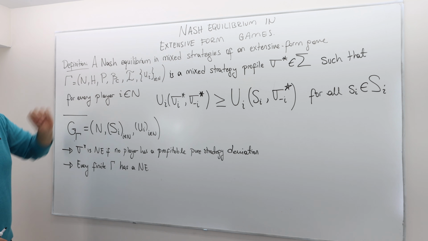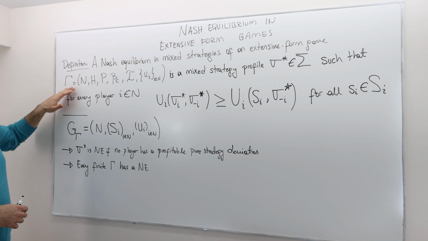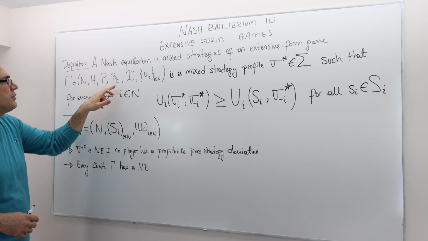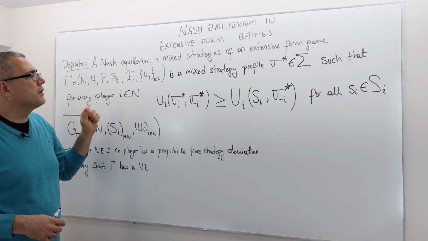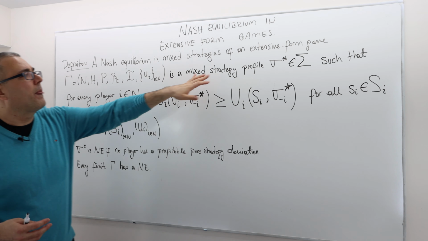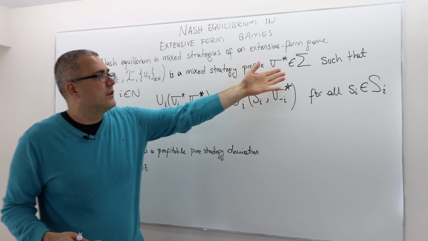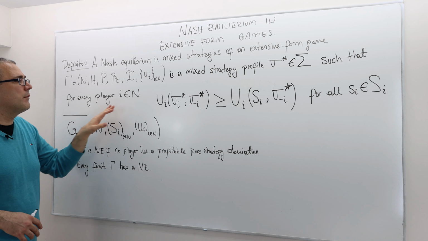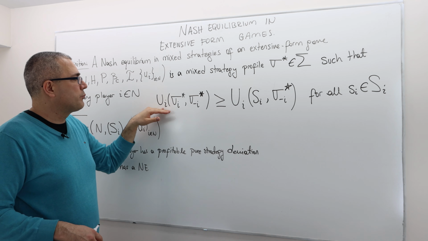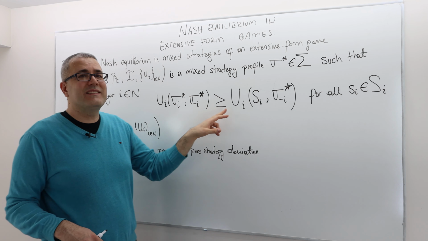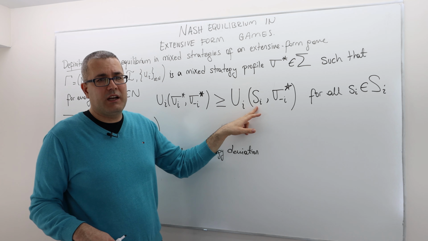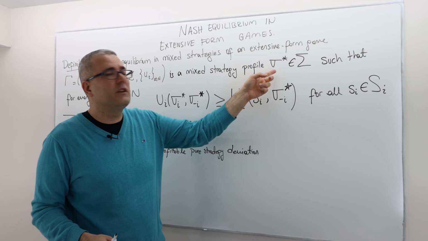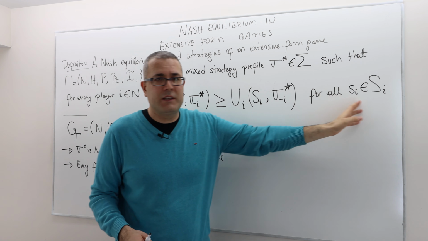Well, simple. A Nash equilibrium in mixed strategies of an extensive form game with a set of players, histories, player functions, if nature moves, its distribution, information sets, and the payoff function for each player, is a mixed strategy profile sigma star, such that for every player i in N, nature is not a player, playing according to the prescribed strategy sigma i star is at least as good as playing any other pure strategy s_i player i might have, given that his or her opponents are playing according to this strategy profile. And that's true, as I said, for every s_i.